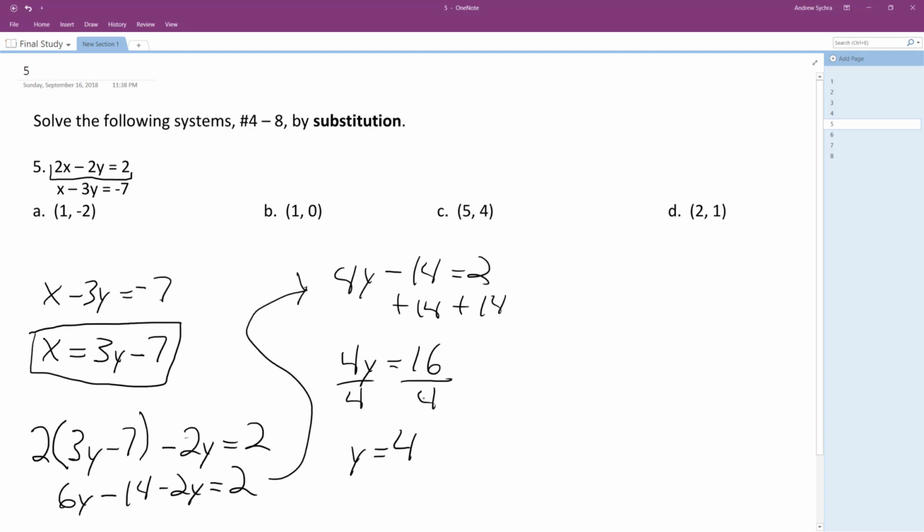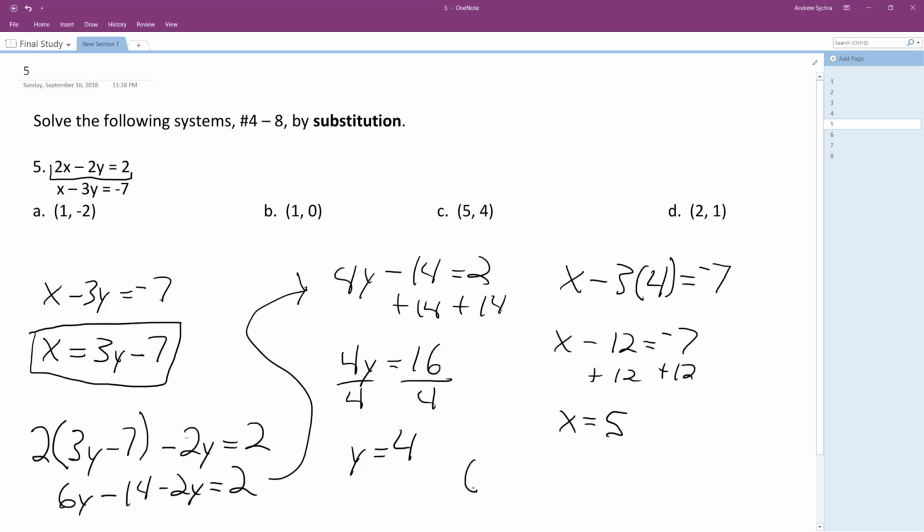Okay, so I can sub y back in. I'll sub it into the second equation. So I get x minus 3 times 4 is equal to negative 7. So x minus 12 equals negative 7. Add 12 to both sides, I end up with x is equal to 5. So 5 for x, 4 for y, so I get (5, 4).